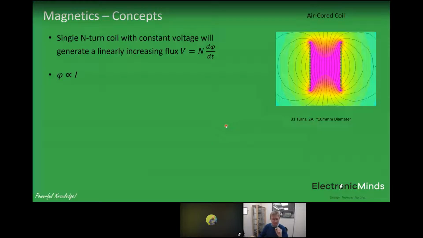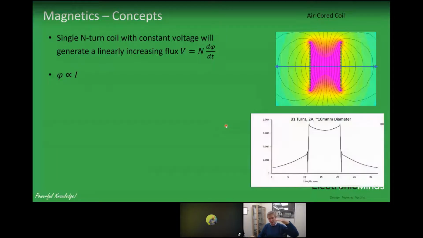The actual absolute magnitude of the field is not important. But with an air-cored coil, if you were to draw a horizontal line through that plot and measure the flux density, which is the flux per unit area, you would see something like this. This is an output from the FEA system as well. Within the confines of the coil, we've got a fairly constant flux density, but outside the coil, we've still got a fairly high non-zero flux density level.